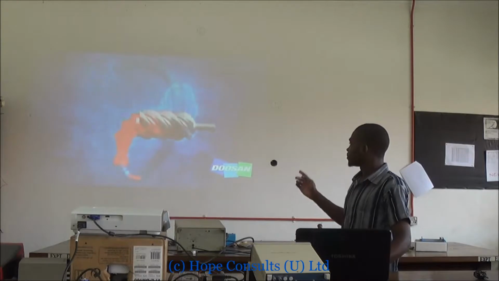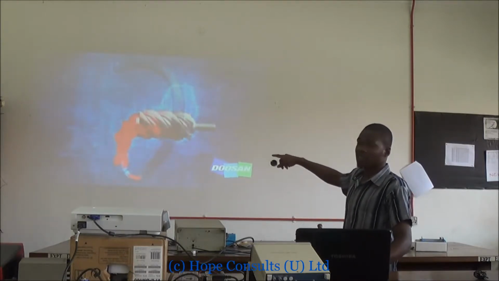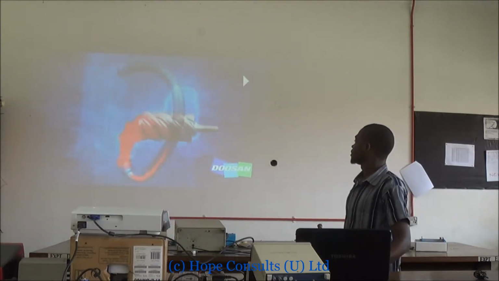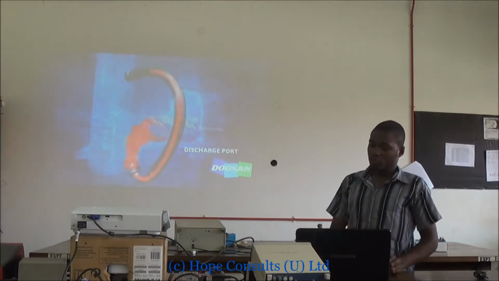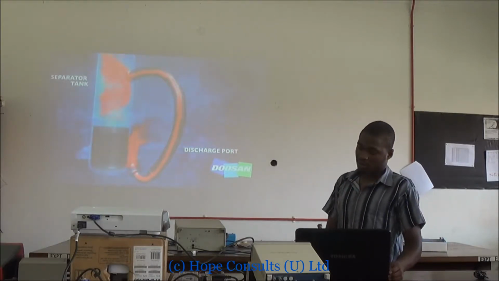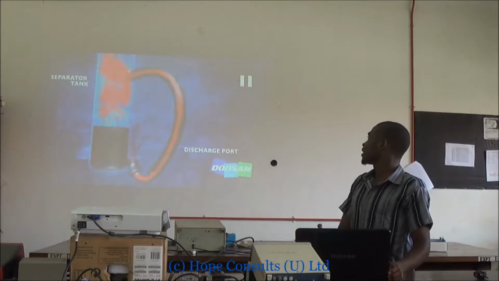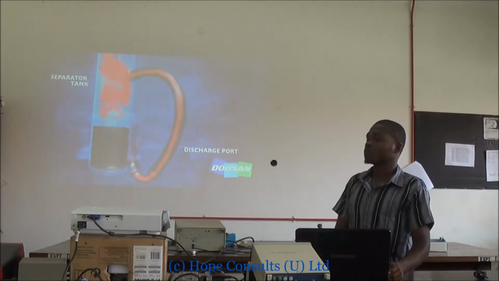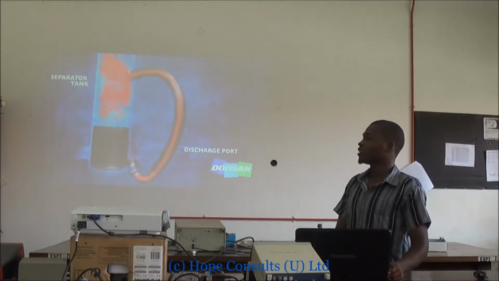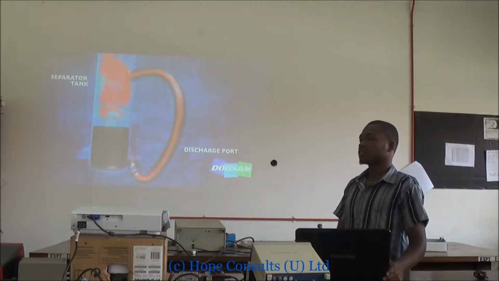You can see what comes out. It is a very high pressure liquid, and here it's going to the so-called discharge port, from where it can be connected to any part you want to move or anything you want to transport.